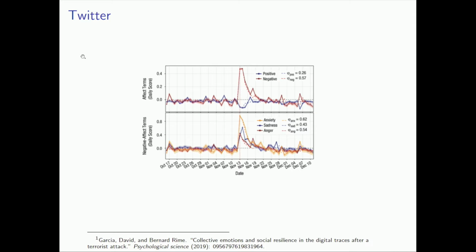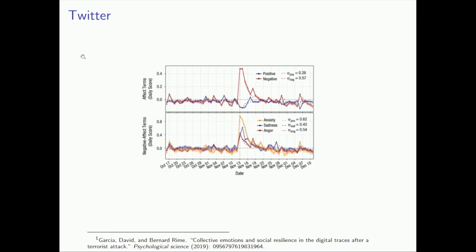So just to emphasize the different types of digital trace data examples that have already been used in the research literature within computational social science, I'm going to provide in the next few slides some uses of different types. To start off with, unsurprisingly, I'm going to look at social media sites. Here's a really nice example from my perspective, a paper by David Garcia and Bernard Rimé. They look at collective emotions and social resilience in the aftermath of a terrorist attack, and they're looking at tweets.